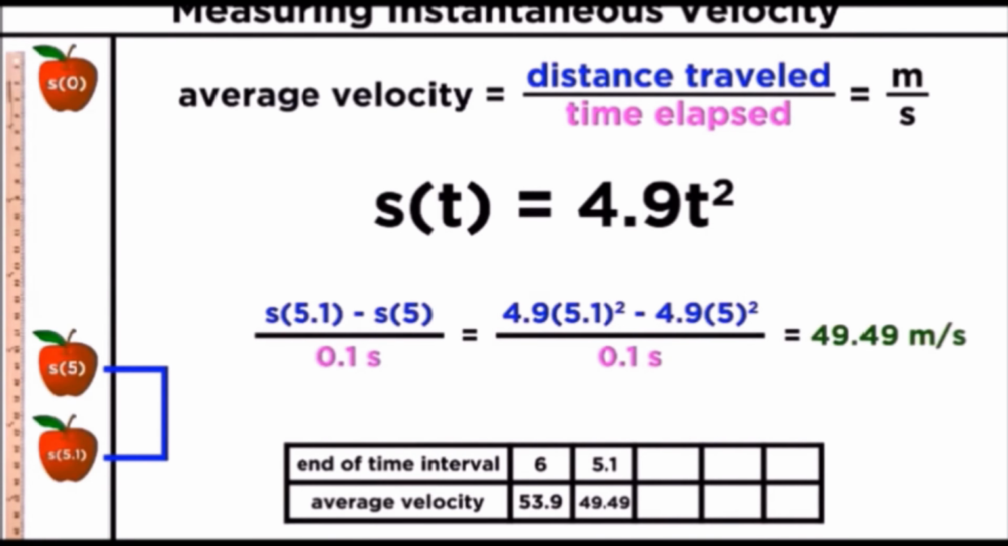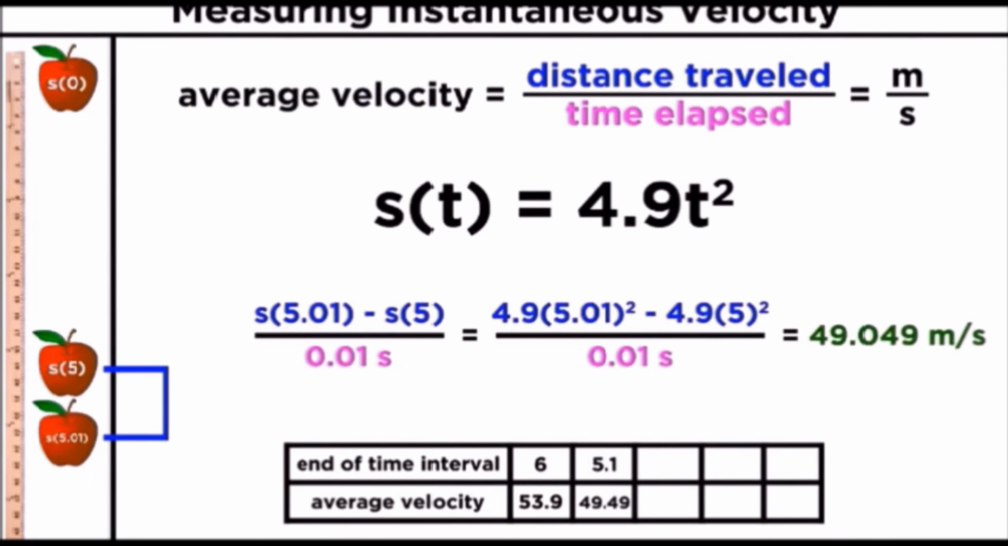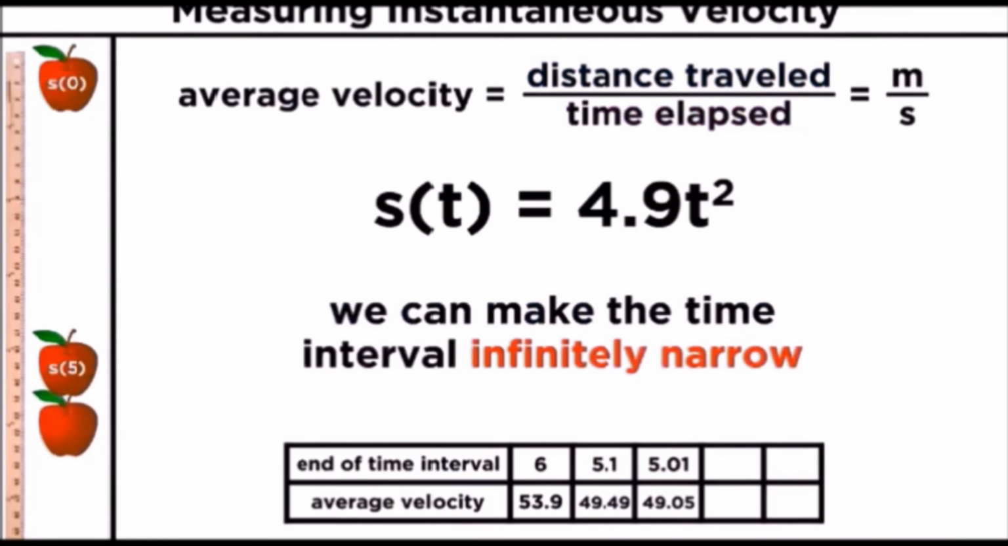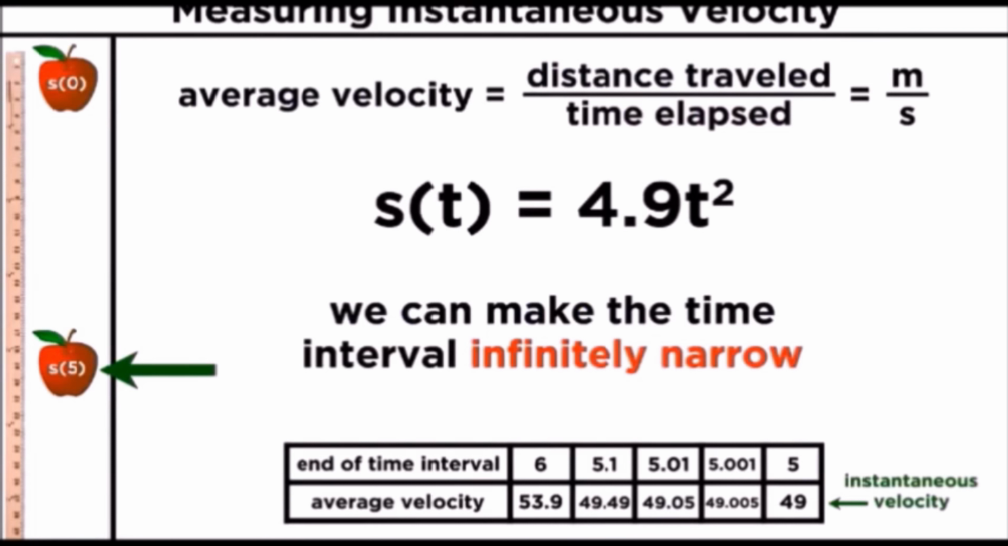Then let's use 5.01 to get the average velocity over a 0.01 second interval. And we continue to get even narrower from there. So if we were to continue in this manner, we would see the average velocity get closer and closer to 49. So the instantaneous velocity of the apple precisely 5 seconds after being dropped must be 49 meters per second. This approach feels pretty similar to what we were doing with a tangent line.